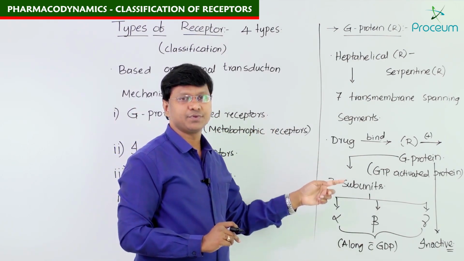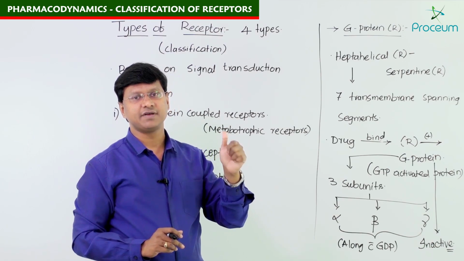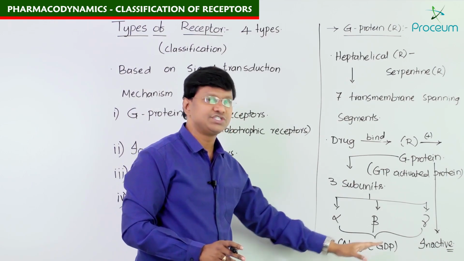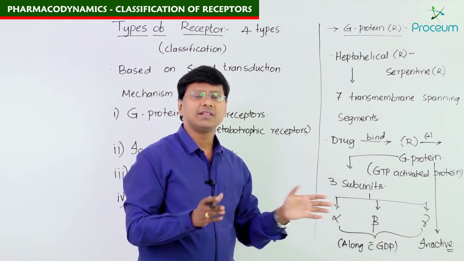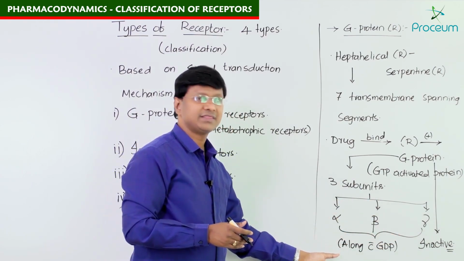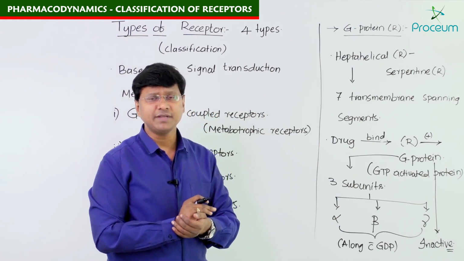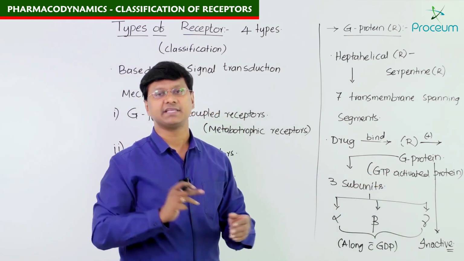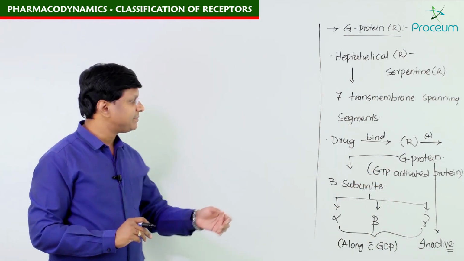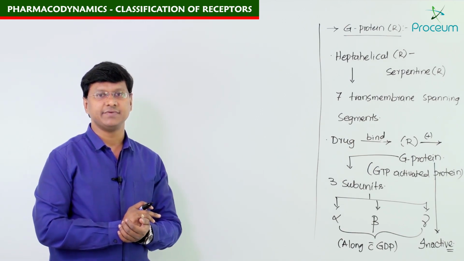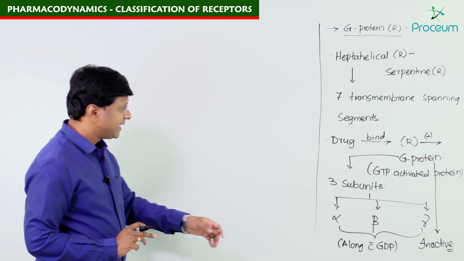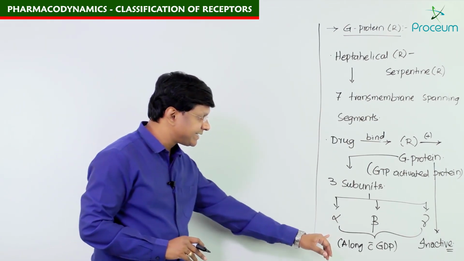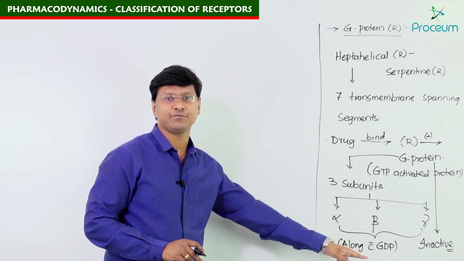Now this particular G protein consists of 3 subunits, alpha, beta and gamma. When all 3 are joined together, the G protein is inactive. All these 3 are joined together along with GDP. Now let me tell you, when does this inactive G protein get activated? Remember, what is there in the inactive component? GDP is there, guanosine diphosphate.